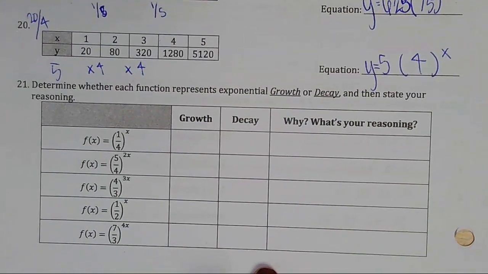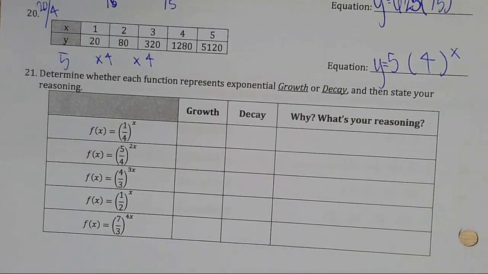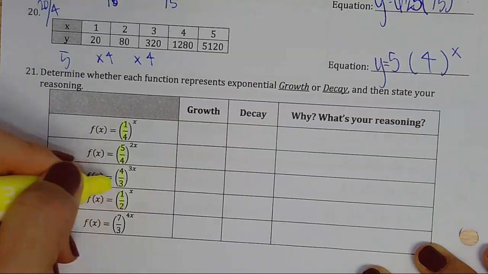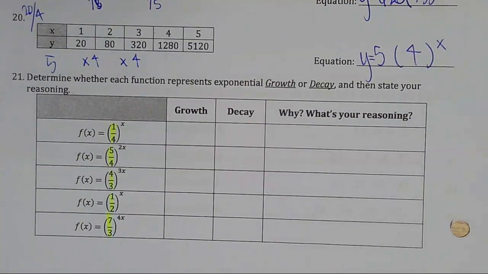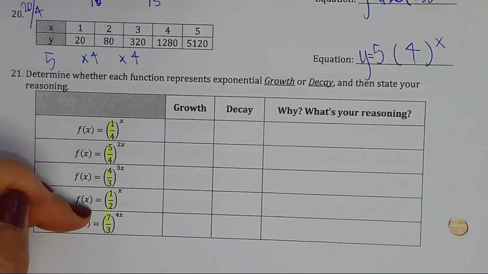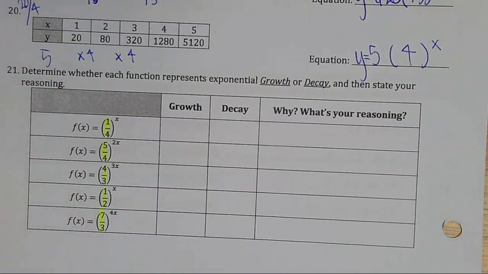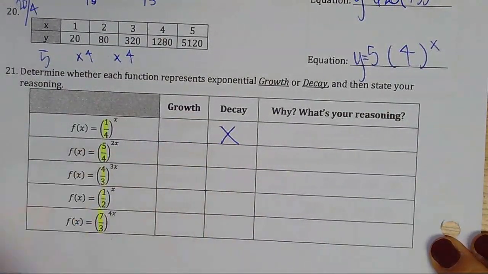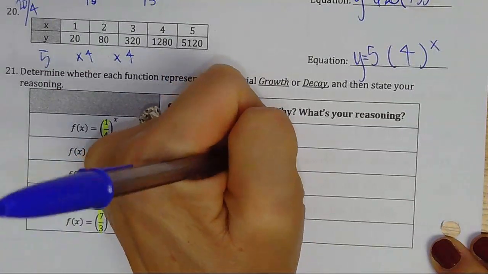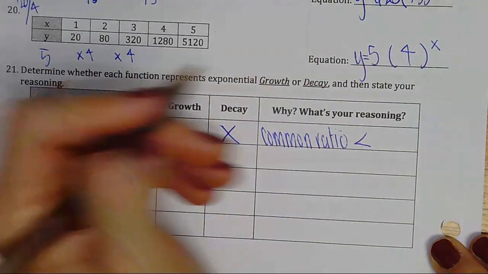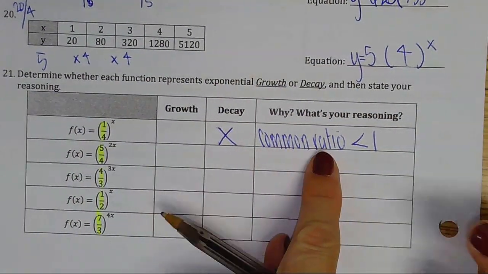Okay, determine whether each function represents exponential growth or decay. We just look for our initial value, or y, we look for our common ratio. If it is greater than 1, then it is growth. If it's less than 1, like 1/4 is, then it's decay. So common ratio is less than 1.